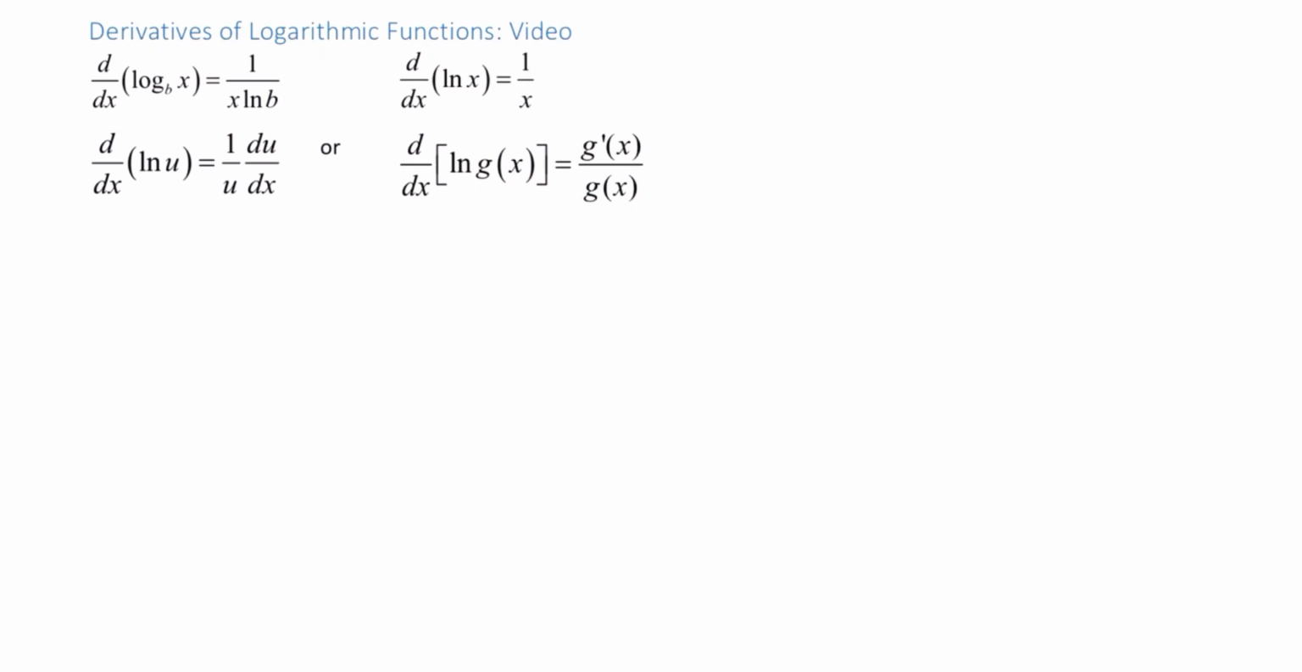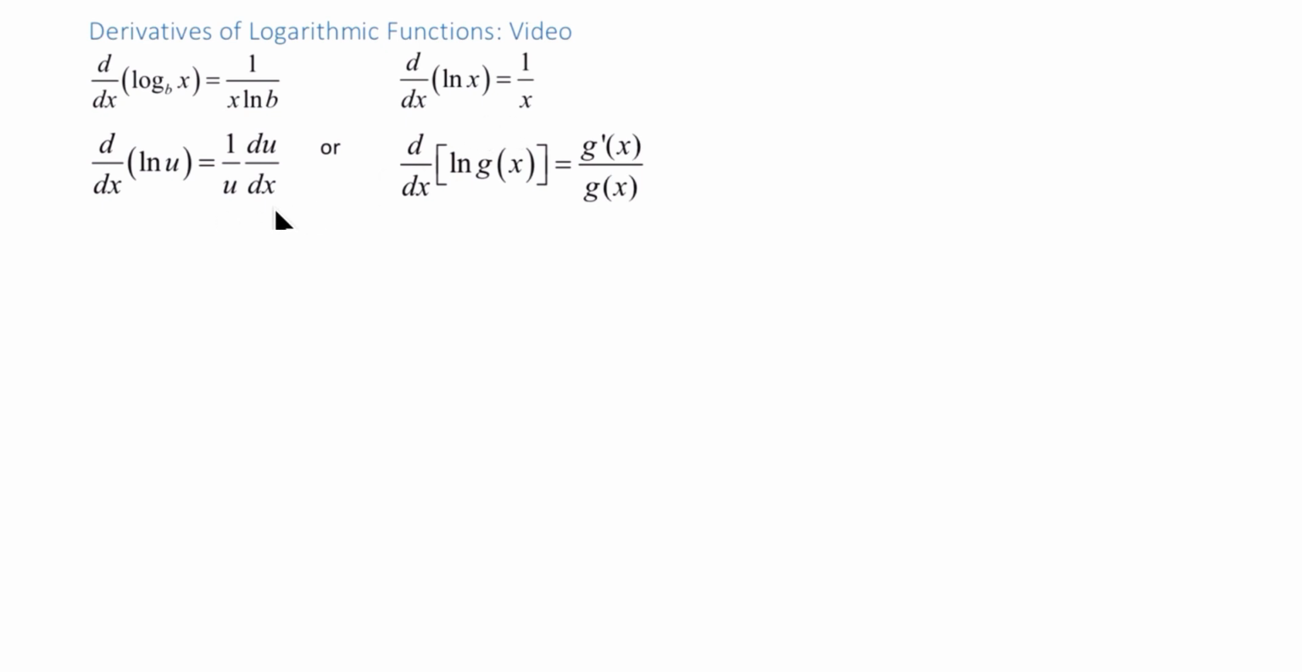In this video, we'll be looking at the derivatives of logarithmic functions. The rules are stated here. If you take the derivative of log base b of x, we get 1 over x times the natural log of the base. The derivative of the natural log of x is simply 1 over x.